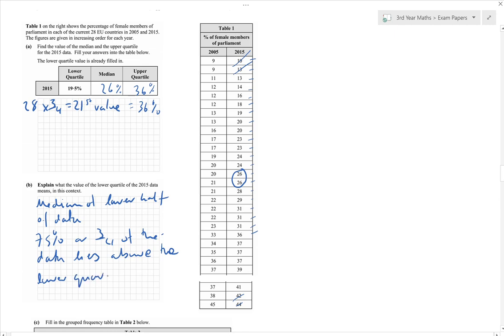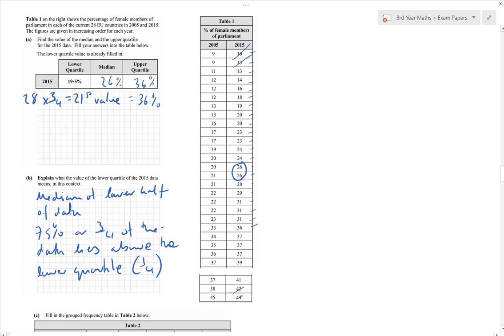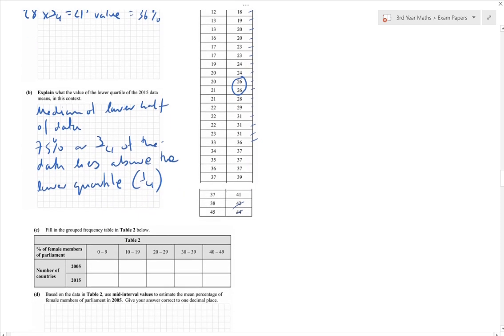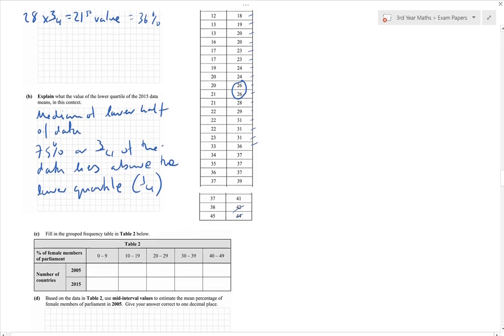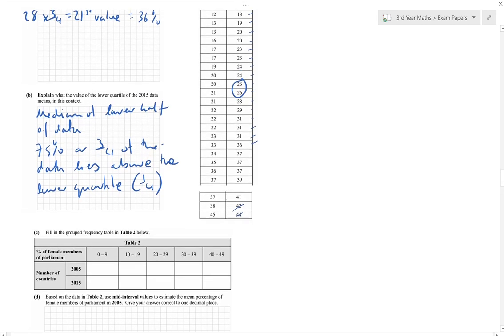Lower quartile is 1/4 of the data. It's the quarter point of the data. So part C then, it says fill in the grouped frequency table in table 2 below. Okay, so you're grouping all the data, and this is for the percentage of females in Parliament in 2005 and 2015. So you have to count the data.